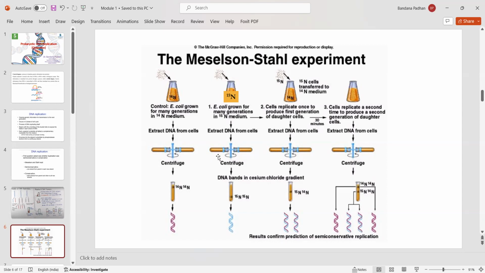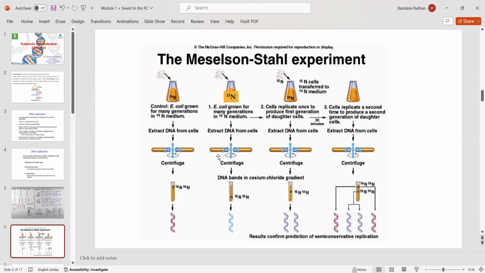And the third generation, what they did, again, the system was continued. That means the cells were again continued for the rest of 30 minutes within the same N14 medium. So when they extracted the DNA after the third generation, what they found was that the extracted DNA from the cells contained both the hybrid band, or intermediate band, and the lighter band.